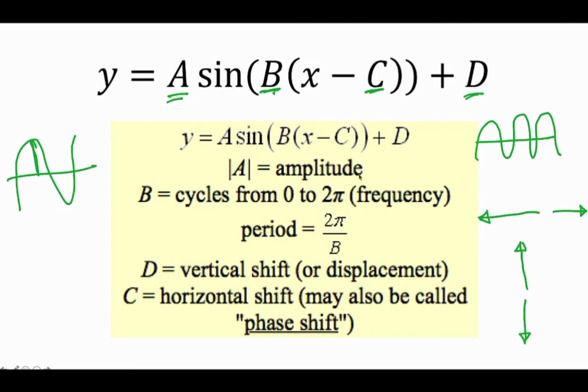For the terms, we call this a the amplitude. We call 2 pi over b the period. This d is what we call the displacement or the vertical shift. And this c is what we call the horizontal shift or the phase shift. So those are some of the properties of a wave that we can study analytically.